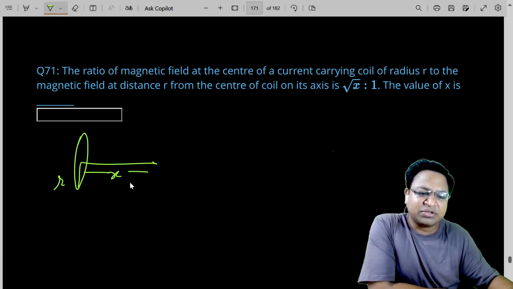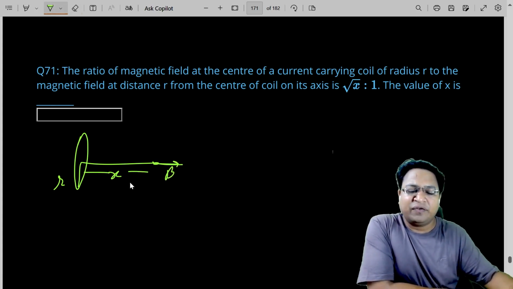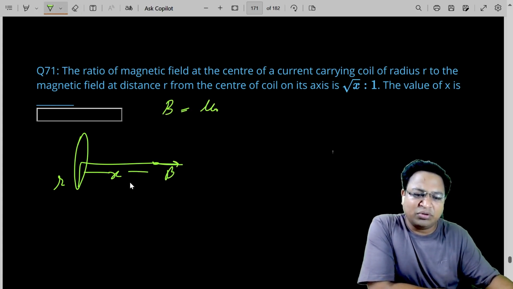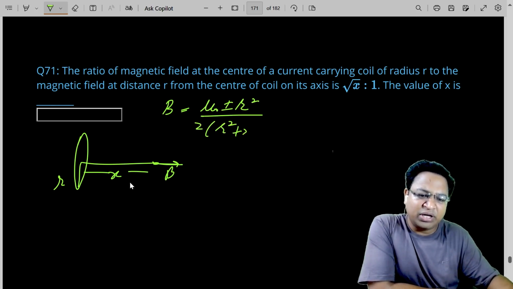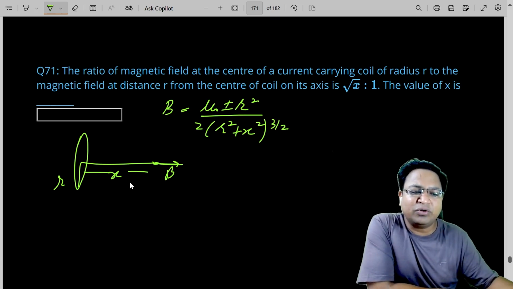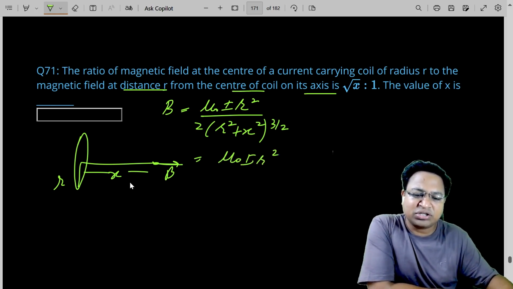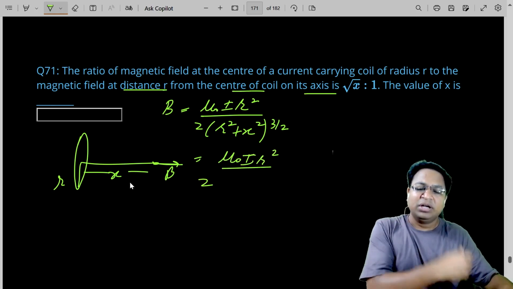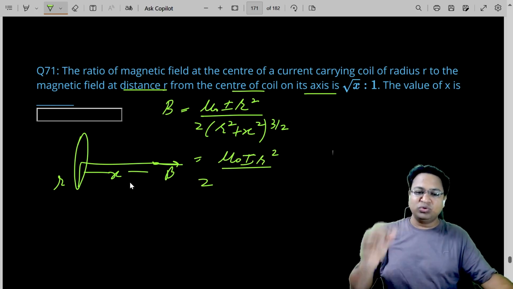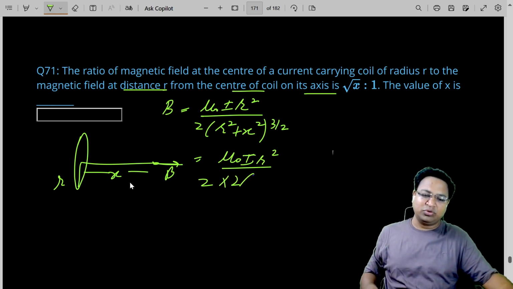At a general distance x from the center, the magnetic field, all right, the formula for magnetic field is mu naught I r square upon 2 times of r square plus x square raised to power 3 by 2. Now, the question says that we want to find out magnetic field at a distance r from the center of the coil on its axis. So if I put x equals to r, it becomes mu naught I r square by 2 times, then it becomes 2r square. So 2 raised to power 3 by 2 will become 2 root 2.